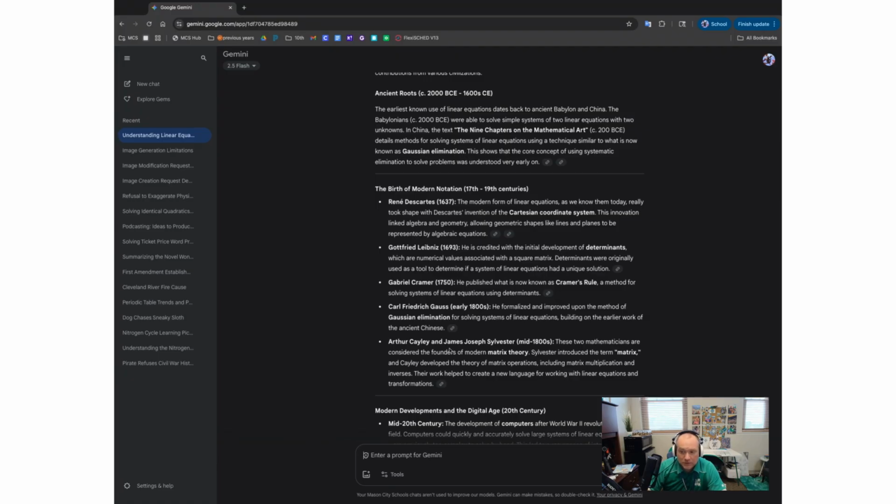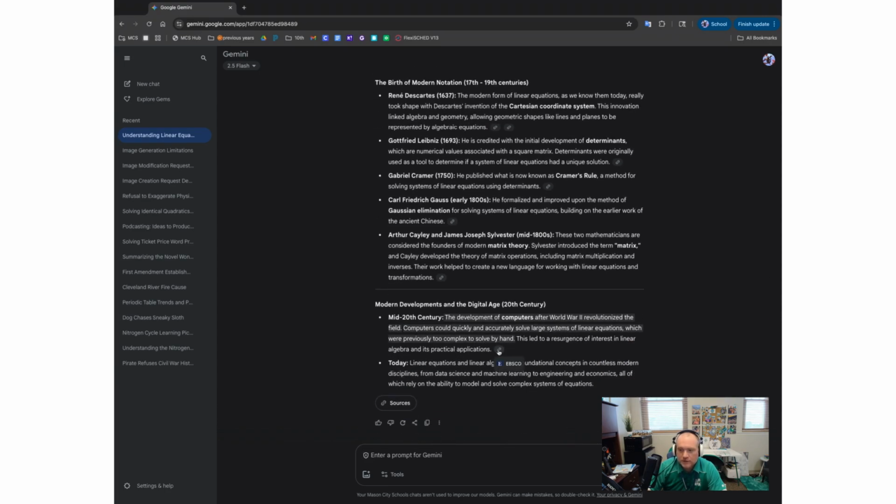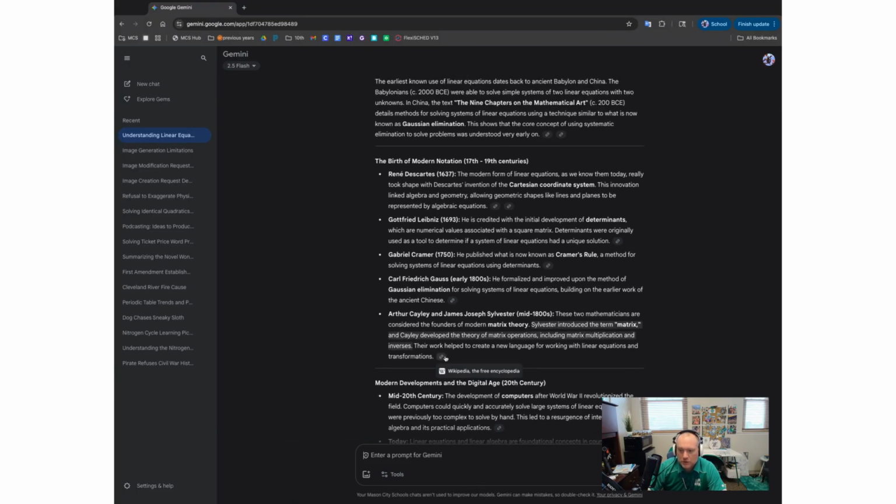asking AI itself to help them. Hey, can you find resources to prove that this is accurate information? And it will go out and try to do that. And then anytime a little link shows up, you can see where it is pulling that information from. So a lot of this came from EBSCO and Wikipedia.